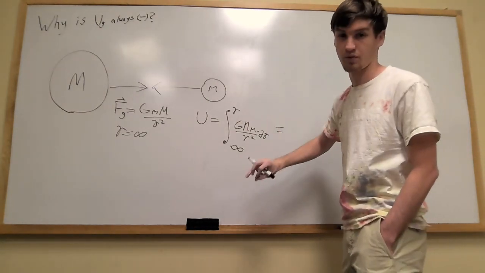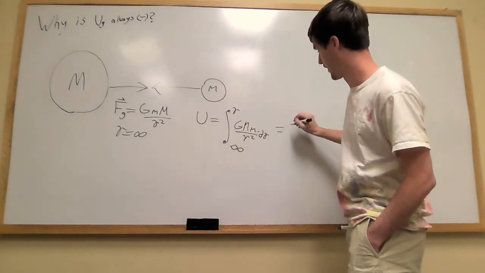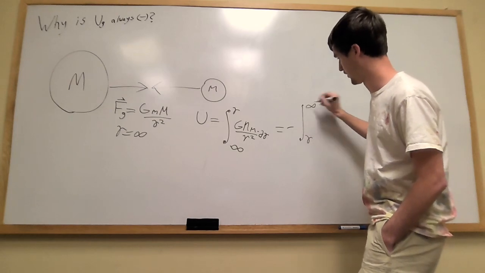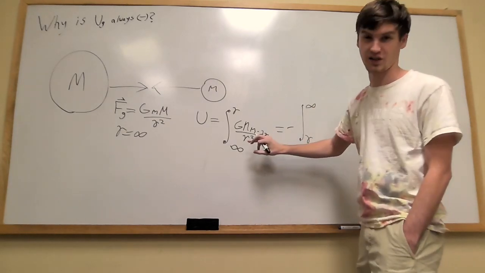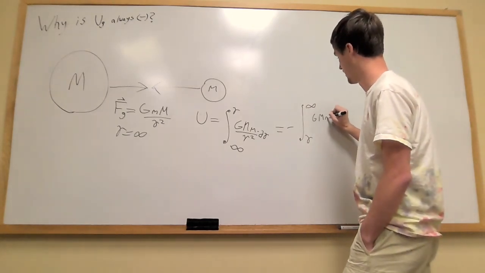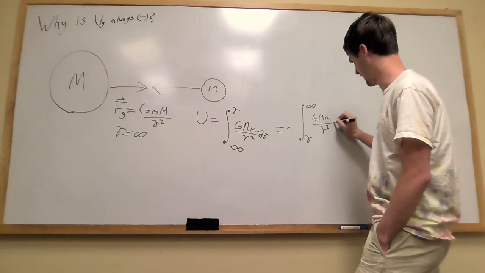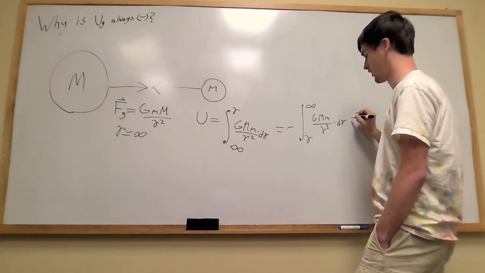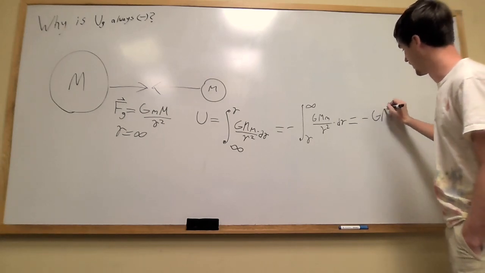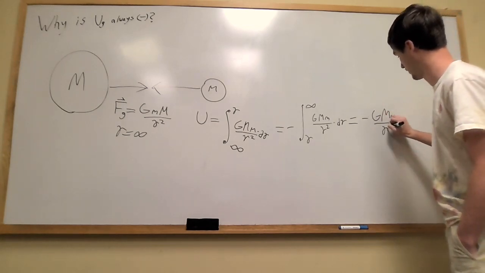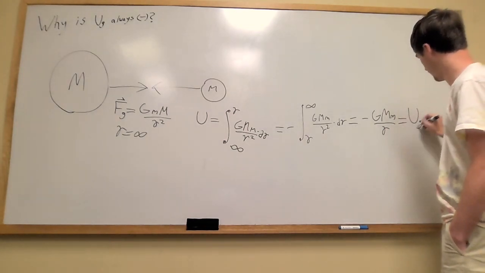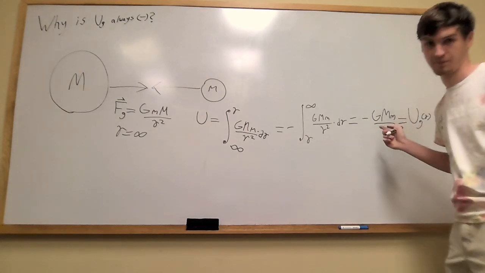And at first I should say, if you ever want to swap bounds, you can put a negative, and then the bounds will change sides. R to infinity, if that's more comfortable. It's weird having infinity on the bottom bound, but just work with it. Then you do this, Gm over R squared dot dr. Your answer is actually going to be negative Gm over R. And this is what people say is the potential of gravity, potential energy.